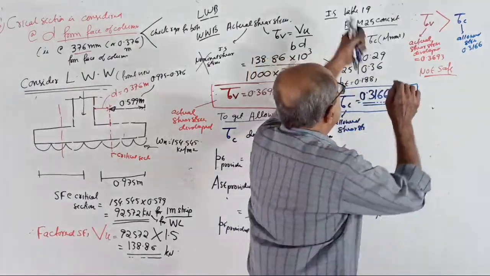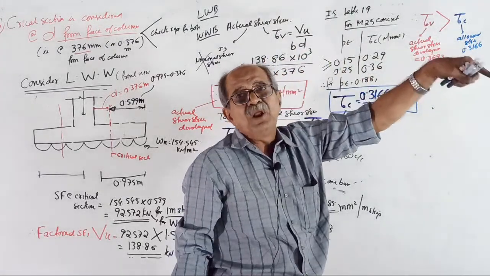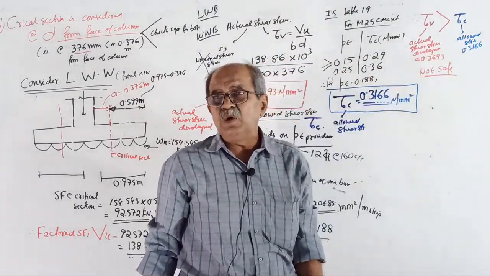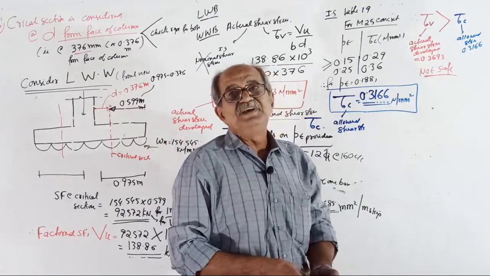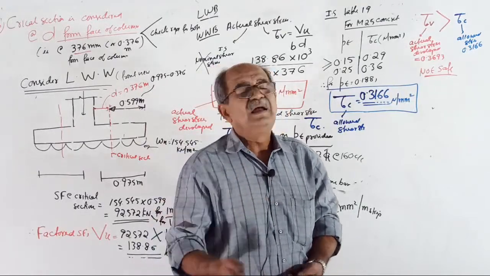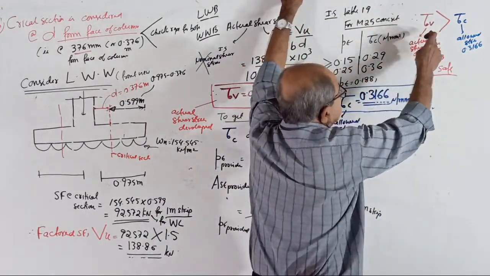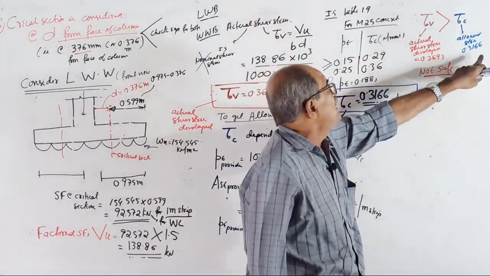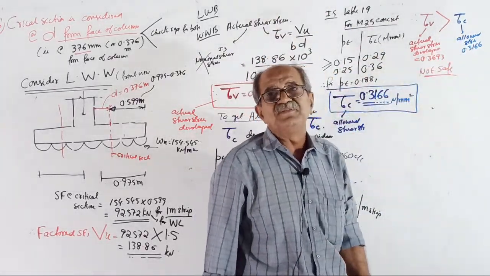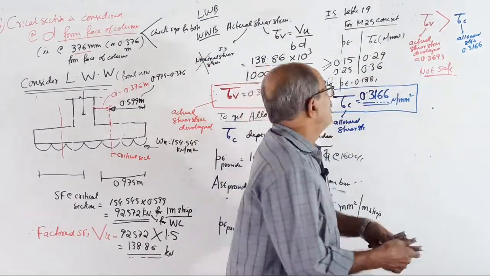Here, since your tau V is more than tau C, if it is a beam problem, shear reinforcement is required. It is not unsafe there. But if shear reinforcement is not provided, it is not safe. Why? Because stress coming is 0.3693, allowed for concrete is only 0.3166, not safe.